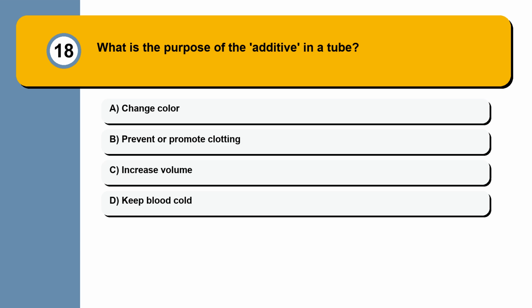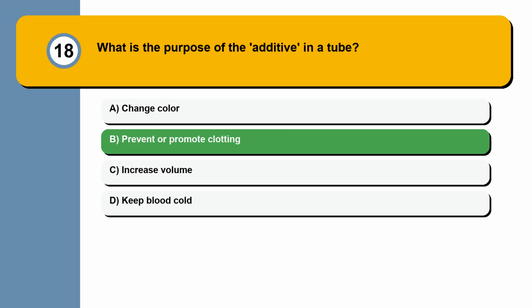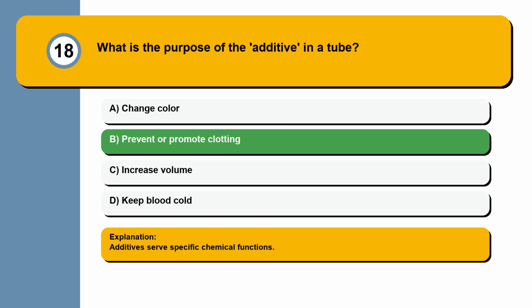Question 18. What is the purpose of the additive in a tube? Change color. Prevent or promote clotting. Increase volume. Keep blood cold. Additives serve specific chemical functions.